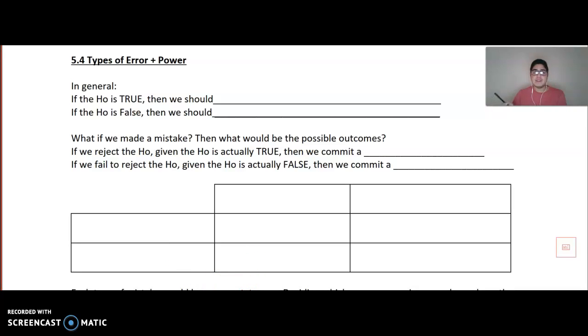should we reject it? And hopefully, since it is true, we want to keep that idea. So if the null hypothesis is true, then we should fail to reject the H0. Now, if it's false, then we should most definitely reject the H0. If it's true, we should fail to reject it. If it's false, then we should reject it.